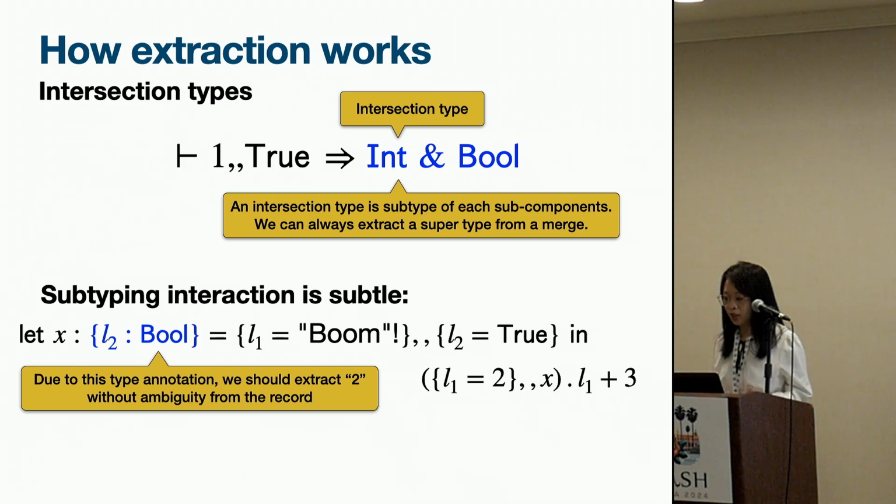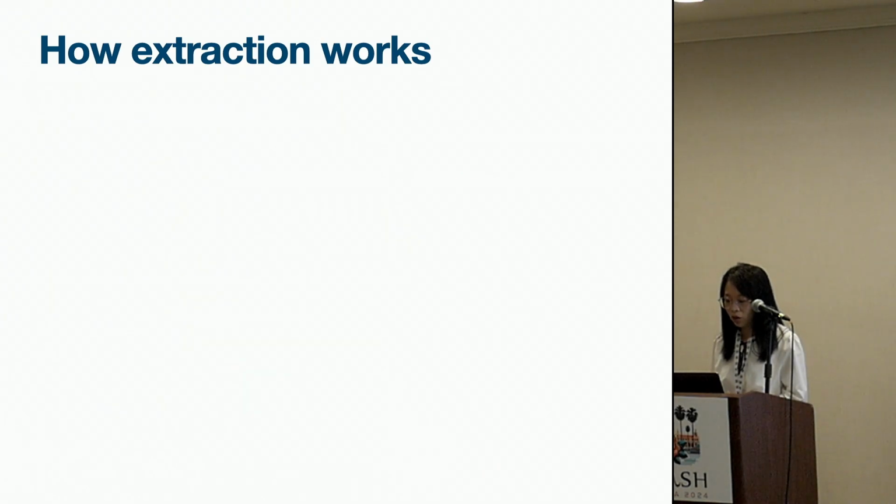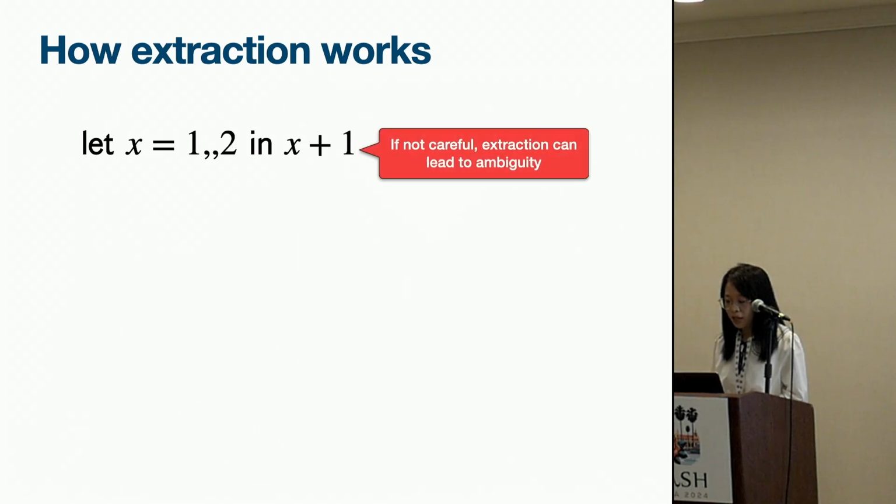For instance, in this program, string boom will try to add to an integer, which will crash the program. And note that the type-directed extraction of values can lead to ambiguity. Consider this program. This program is ambiguous because the result can be either 1 or 2.